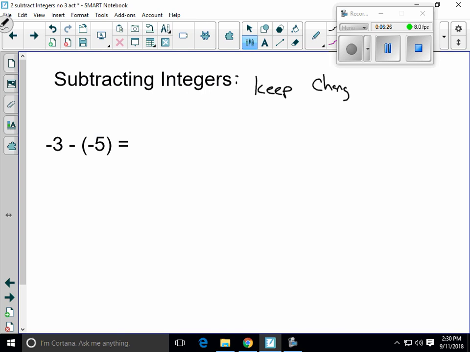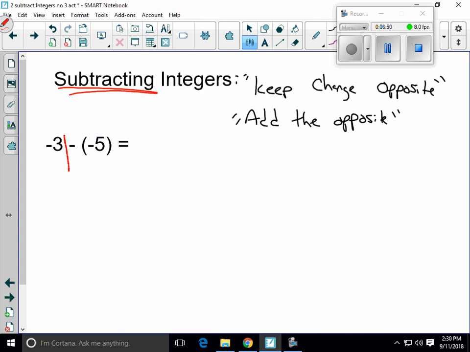change, opposite. Some of your teachers will call it adding the opposite. Okay, you do this for subtraction problems only. Okay, so whenever you see a subtraction problem, I like to split it up. I'm going to keep the first number, I'm going to change the minus into plus, and I'm going to take the opposite of the second number.